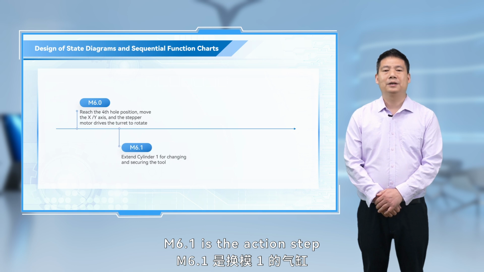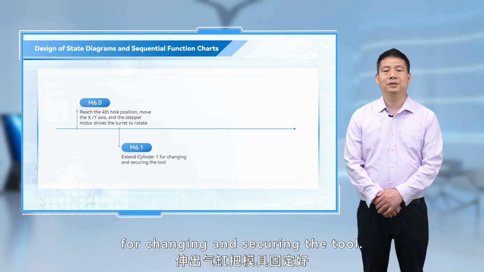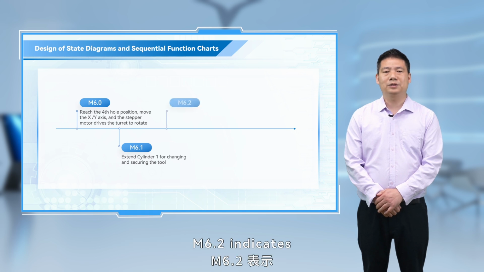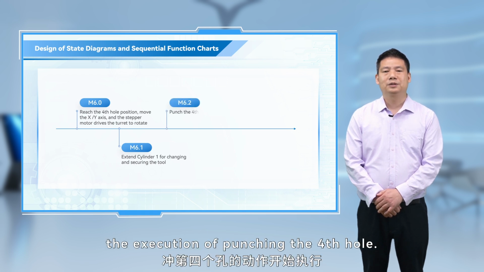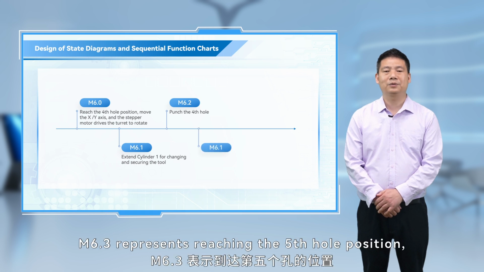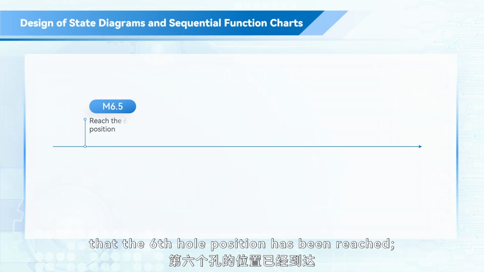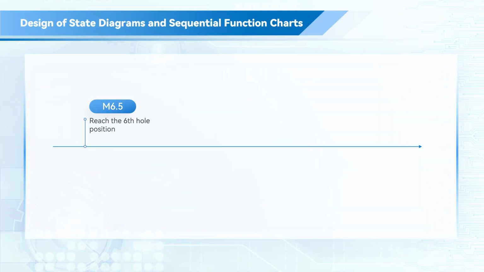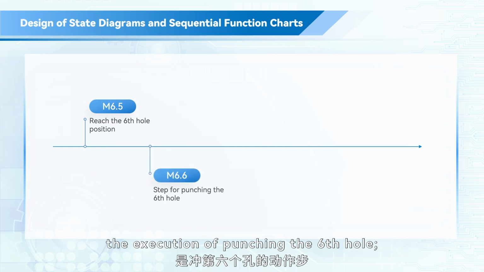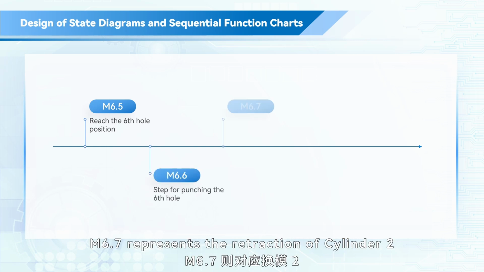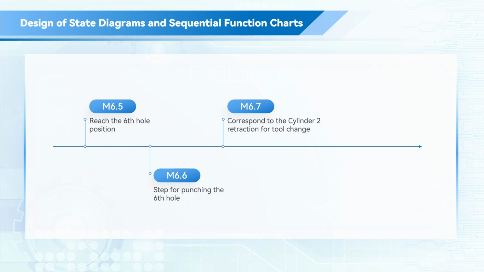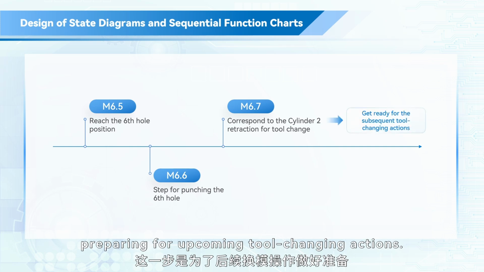M6.1 is the action step for extending cylinder 1 for changing and securing the tool. M6.2 indicates the execution of punching the fourth hole. M6.3 represents reaching the fifth hole position, and M6.4 corresponds to the step of punching the fifth hole. M6.5 indicates that the sixth hole position has been reached. M6.6 marks the execution of punching the sixth hole. M6.7 represents the retraction of cylinder 2 for the next tool change, preparing for upcoming tool changing actions.